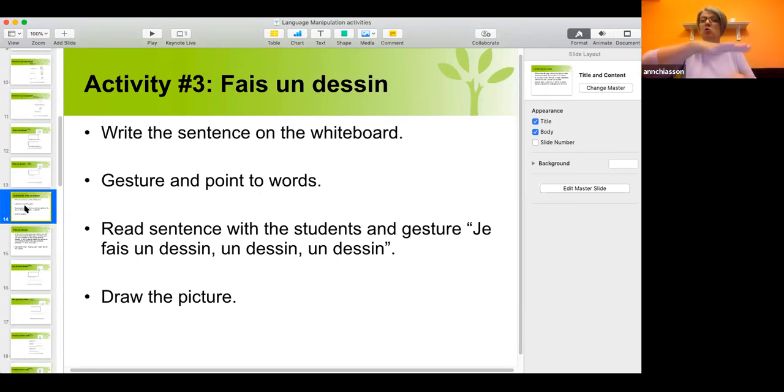Maintenant, tout le monde lit les mots avec moi. So then I'm modeling to read, and I'm placing my finger underneath the word that needs to be read. So, la poule, ma boule, court.